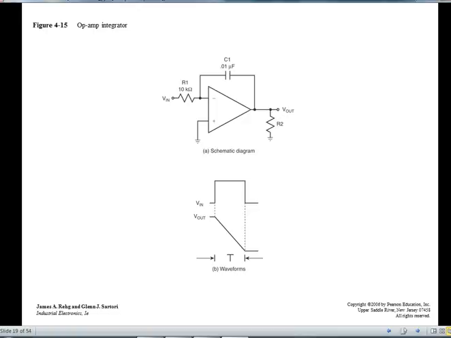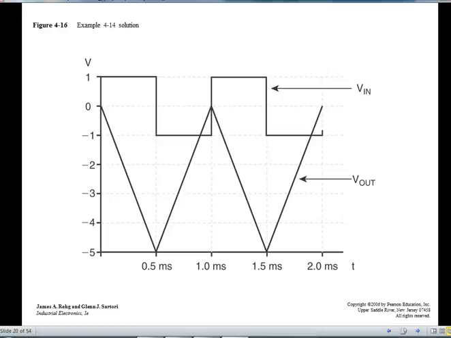But all I do is I put a capacitor in the feedback loop, and now I've got an integrator, and now as my voltage input goes as a square wave, I end up adding the area of the square wave, giving me a triangular wave.